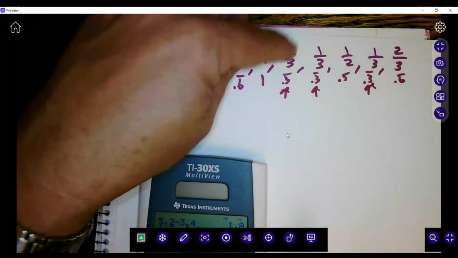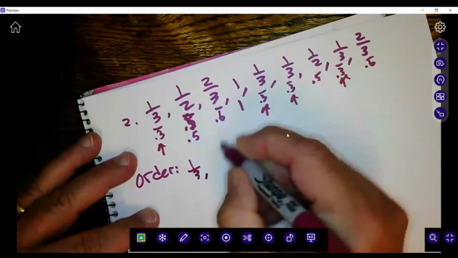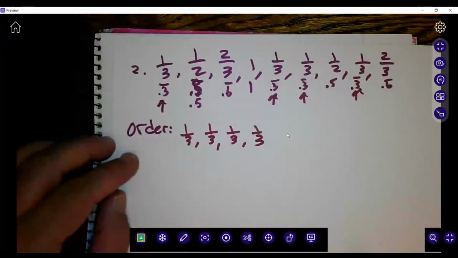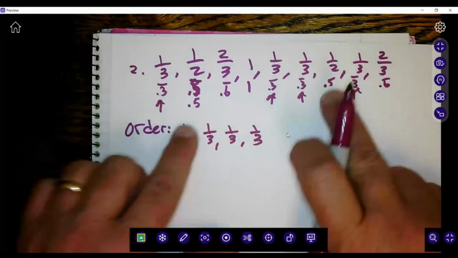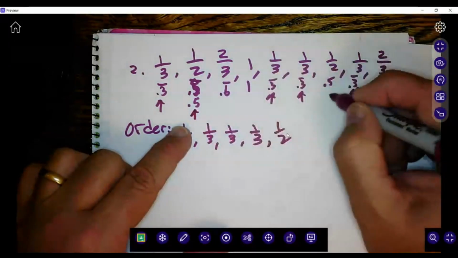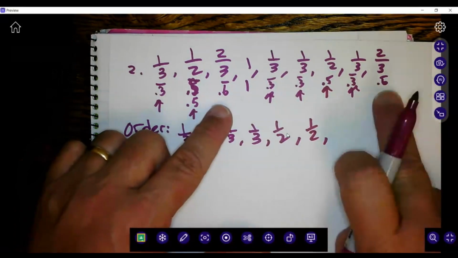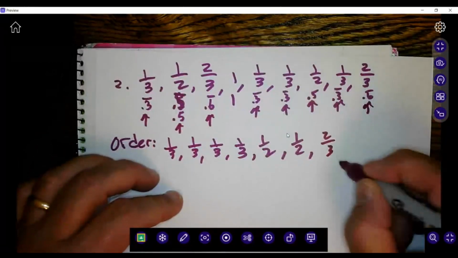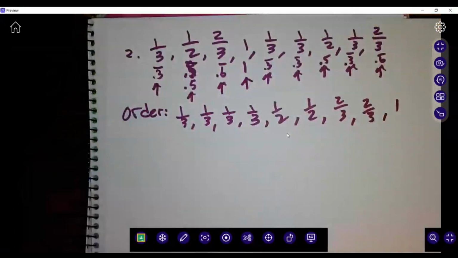I have 1, 2, 3, 4 of them. So they will be my first fractions: 1/3, 1/3, 1/3, 1/3. Then I have 0.5 and 0.6. So 0.5 is next, which is 1/2. I have 1, 2 of those. Then I have 0.6, which is 2/3, and I have 2 of those. And then finally, I have 1.